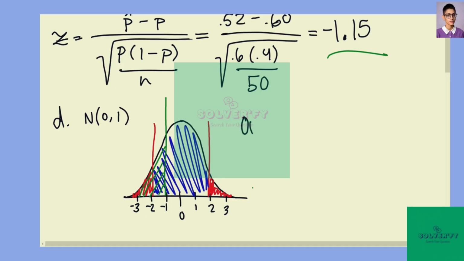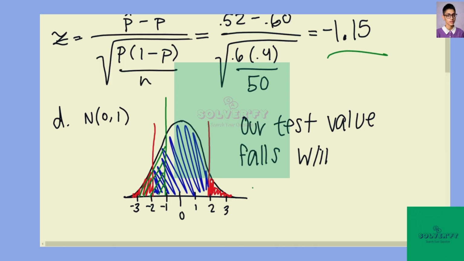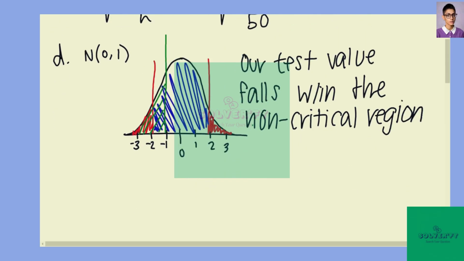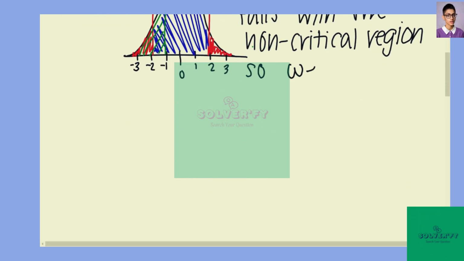So you can see our test value falls within the non-critical region. So we fail to reject the claim.